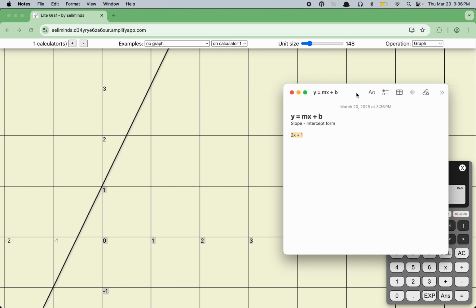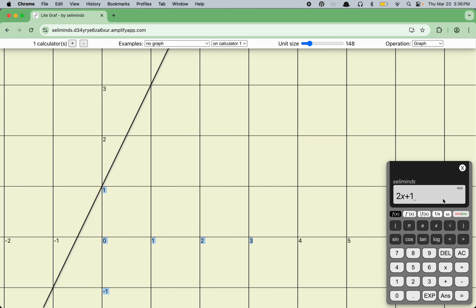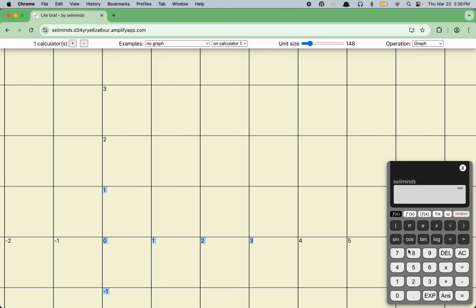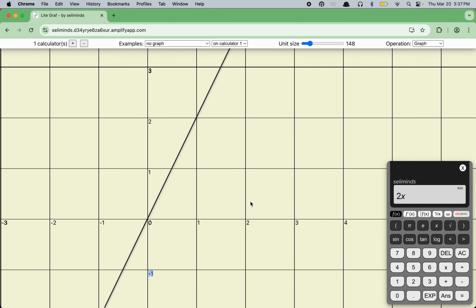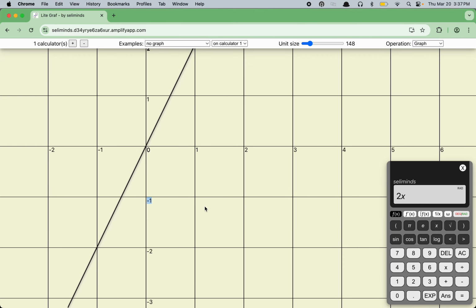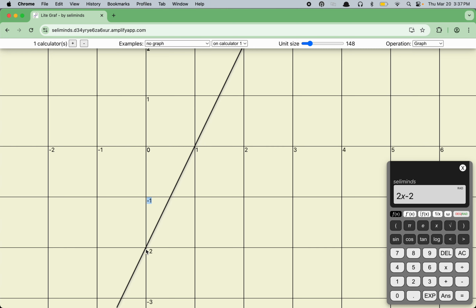For example, we're going to change it to 2x minus 2, still the same slope. So it's still the same steep line. However, we're going to intercept it at -2. So it's going to intercept here. So this is where the line intercepts the vertical axis. Now we can edit the slope. How about a slope which is 1? So you can just say 1x.